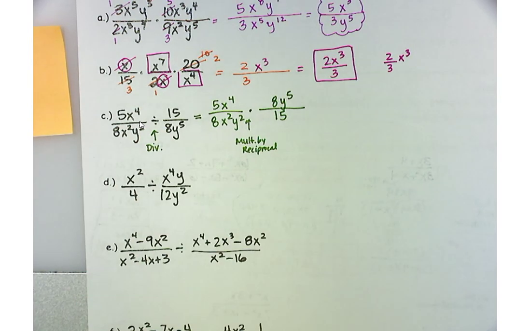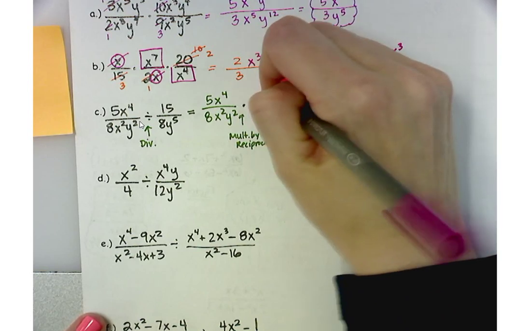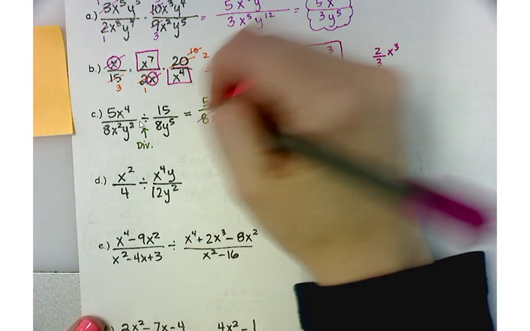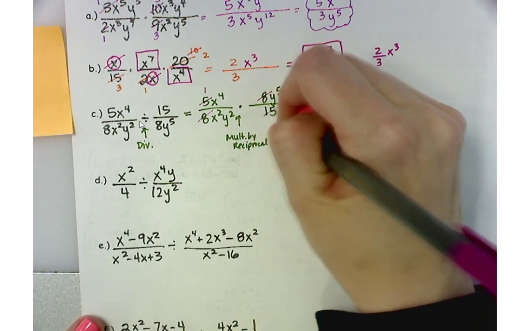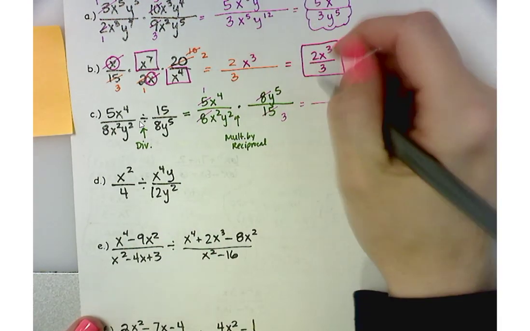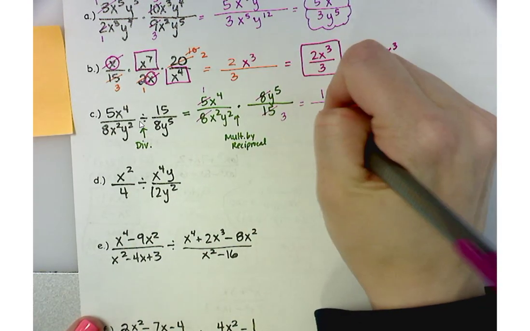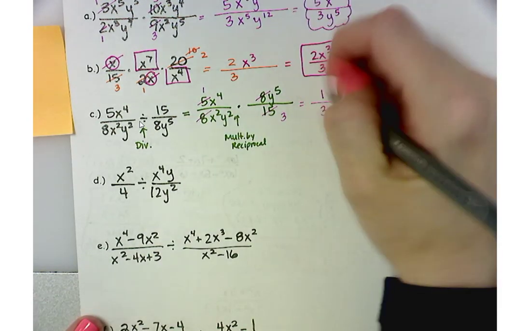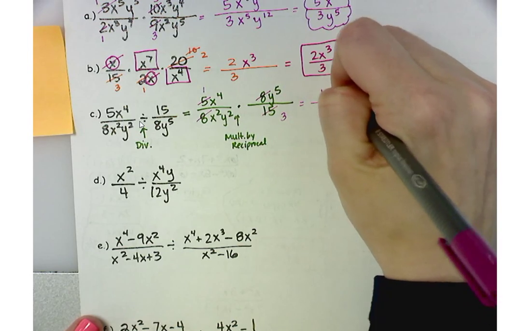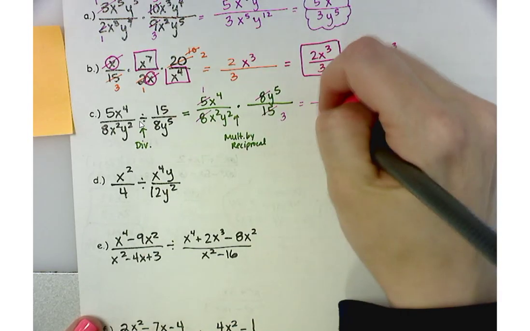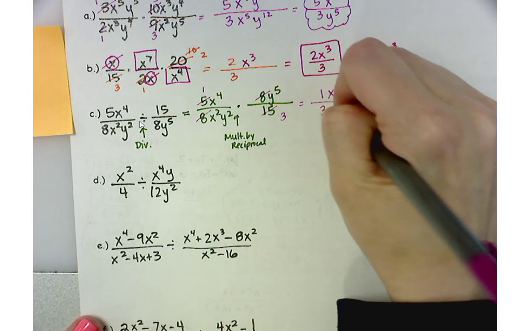And then 5 goes into itself 1 time, 5 goes into 15 3 times. Okay, so I'm just going to put the 1 up here as my placeholder, and then in the denominator I have 3. Okay, and I do like to multiply across. And then I'll have x squared, y squared on the bottom. So I have x to the 4th, x to the 2nd. More x's are on the top, so that's where this is going to end up. So I have x squared on the top.